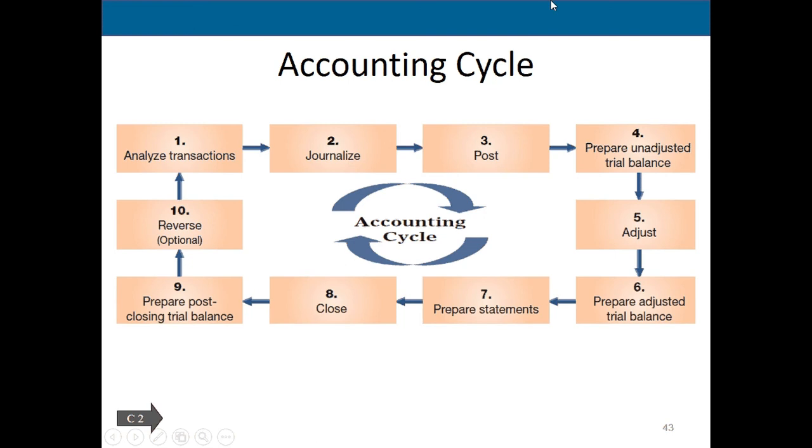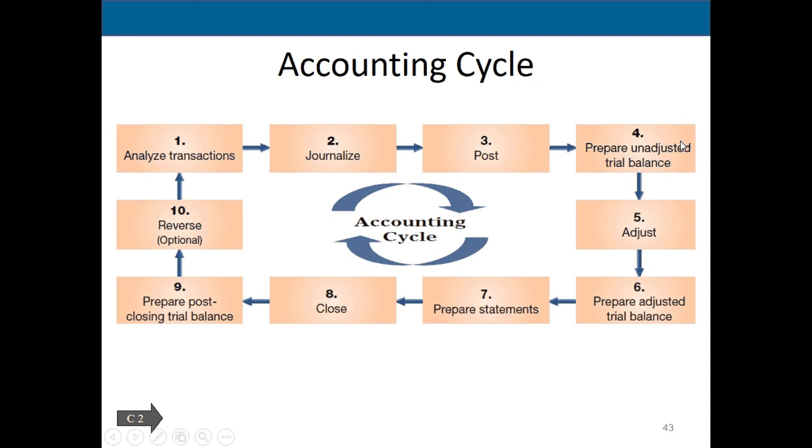Obviously you weren't. So the first part of it was that we analyzed and identified relevant transactions. We really don't do anything there except look at stuff, make sure that it's okay. We take those relevant transactions and we create journal entries, and we create our general journal. When we create that general journal, we post those transactions to our general ledger, and from there we create our first proof report, our unadjusted trial balance.